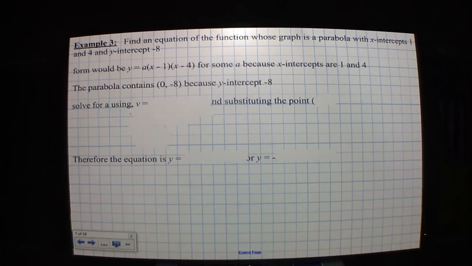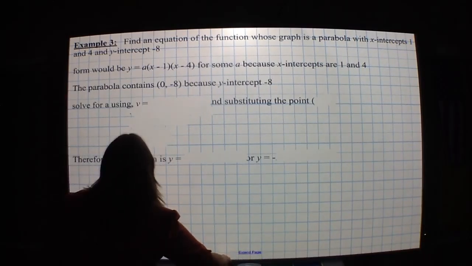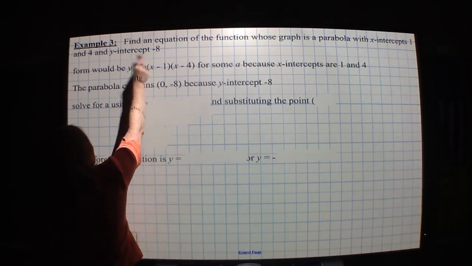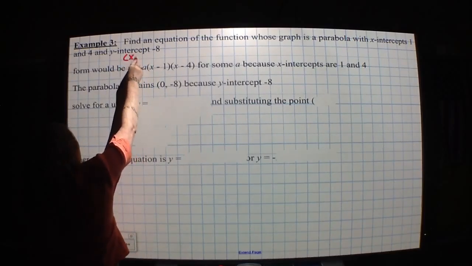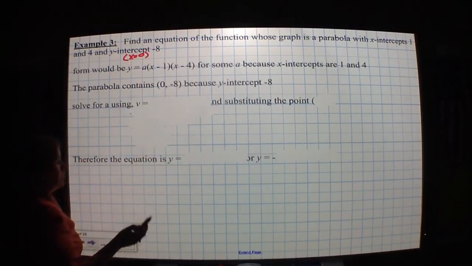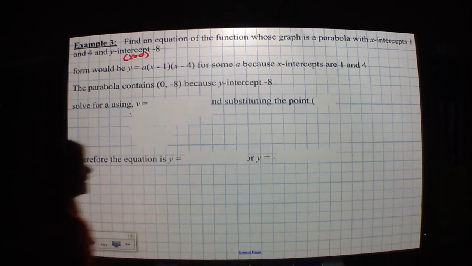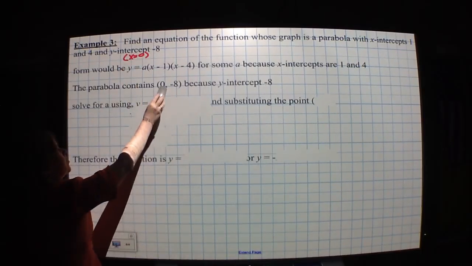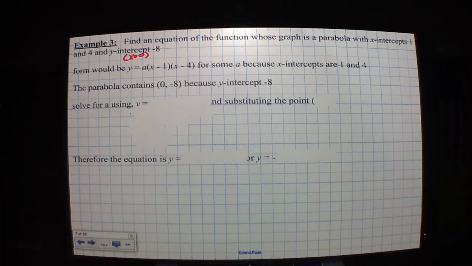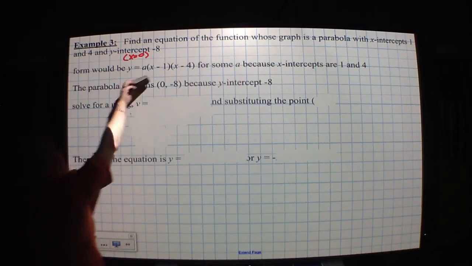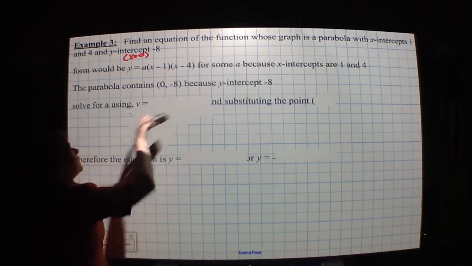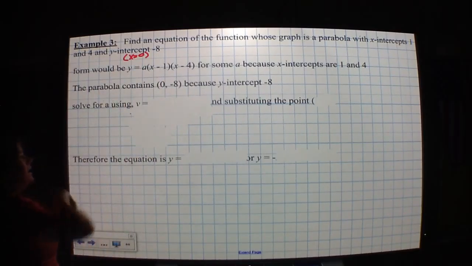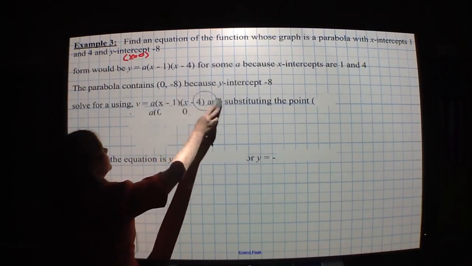But I was given something else. I was also given that the y-intercept is -8. Remember, the y-intercept is where it crosses the y-axis, so x is equal to 0. So I know the y-intercept is the point (0, -8). In this equation, if I plug 0 in for x and -8 in for y, I will only have one unknown, that would be a. So that's what I need to do.